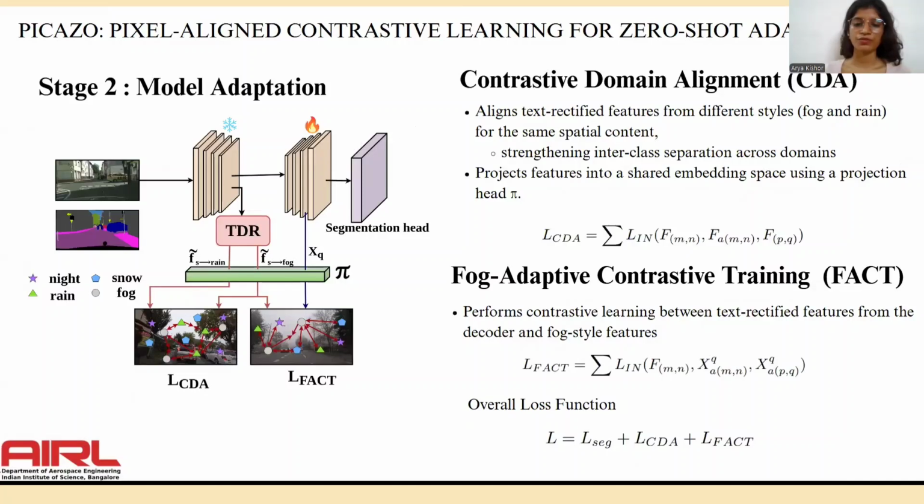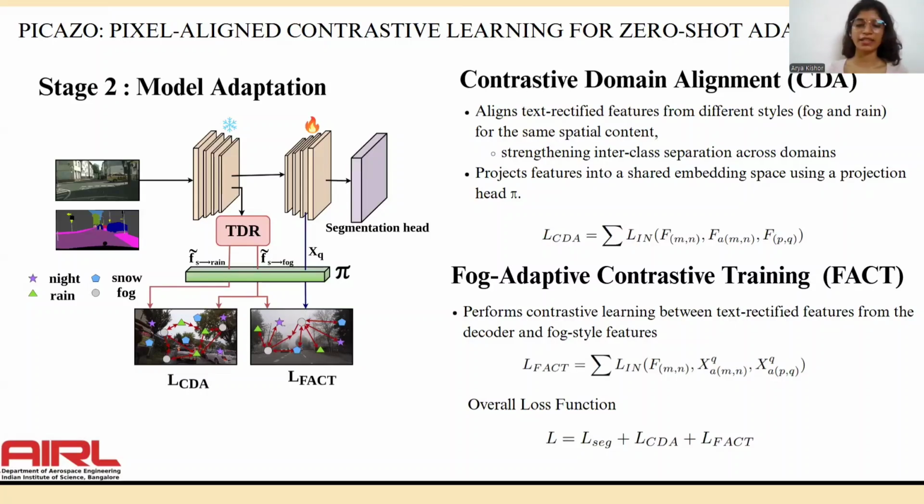Moving on to stage 2, which is model adaptation. In this stage, we use domain augmented features generated during stage 1 to adapt the segmentation model. We introduce two key components here: contrastive domain alignment and fog-adaptive contrastive training.